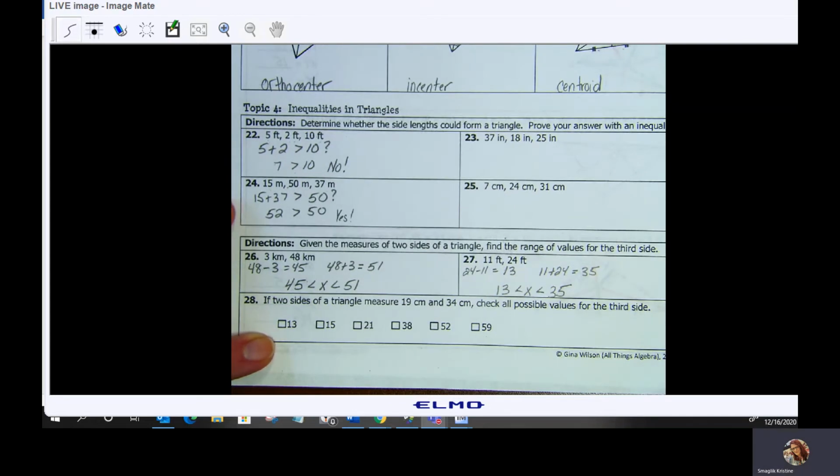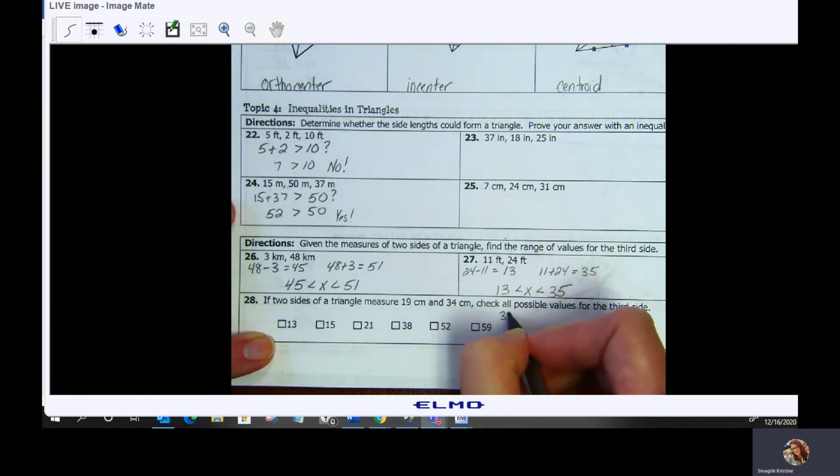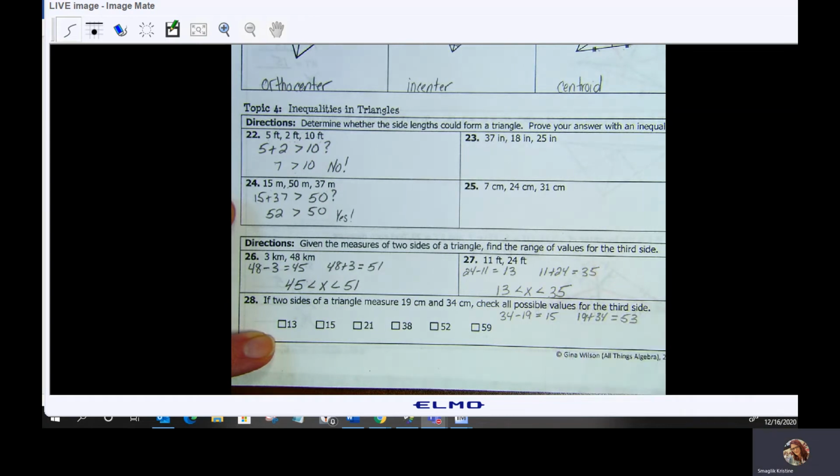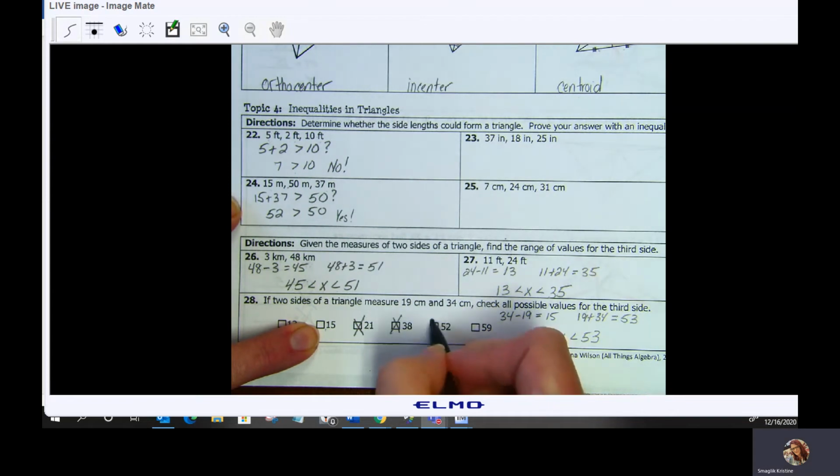And now we're given, if two sides of a triangle measure 19 centimeters and 34 centimeters, check all possible values for the third side. So let's take 34 minus 19. That is 15. 19 plus 34, that's 53. So that third side has to be between 15 and 53. It does not include 15, so that would not be a correct answer. So we have 21, 38, and 52.